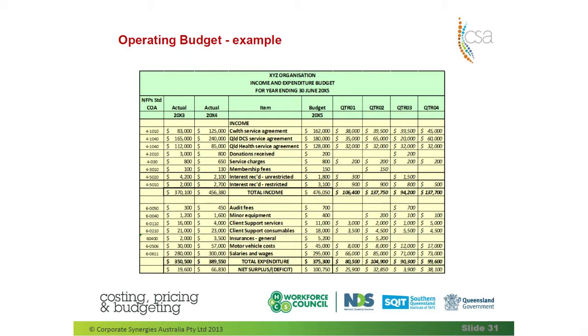Then if we have a look at our expenditure underneath that, we have a look at different things such as our audit fees, equipment, client support services, consumables, insurance, motor vehicles and salaries and wages. We can quickly go through that now and actually be able to apportion that to whether or not it's a direct service cost or an indirect service cost.